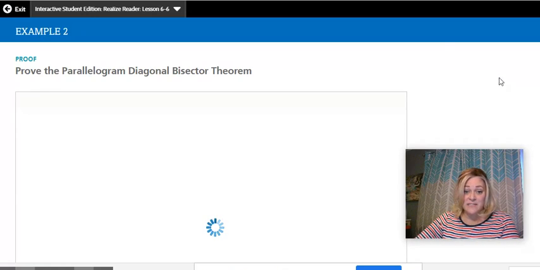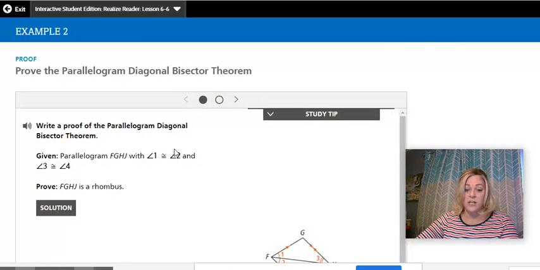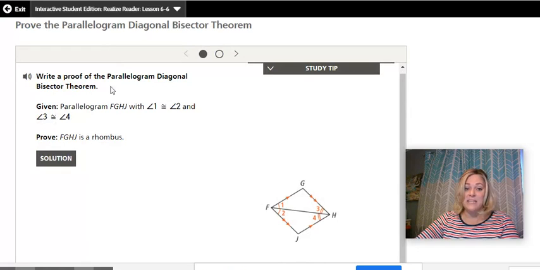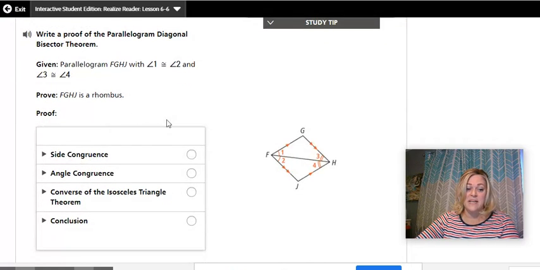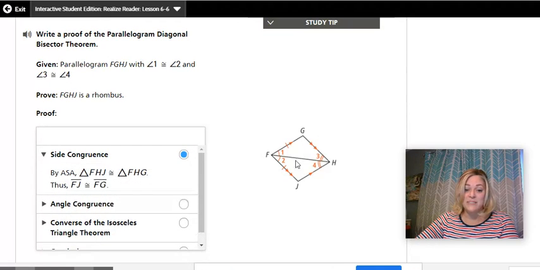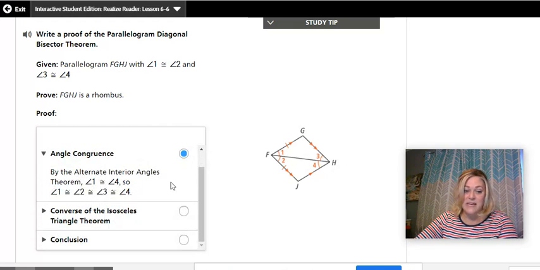So here is a little proof. We're not going to go through the whole thing, but I think you should. You're proving that it's a rhombus, and it talks about side congruence. It gives you the tick marks. It talks about the triangles being congruent by angle, side, angle, and angle, side, angle. And then it has the angle congruence. And if you notice, alternate interior angles.